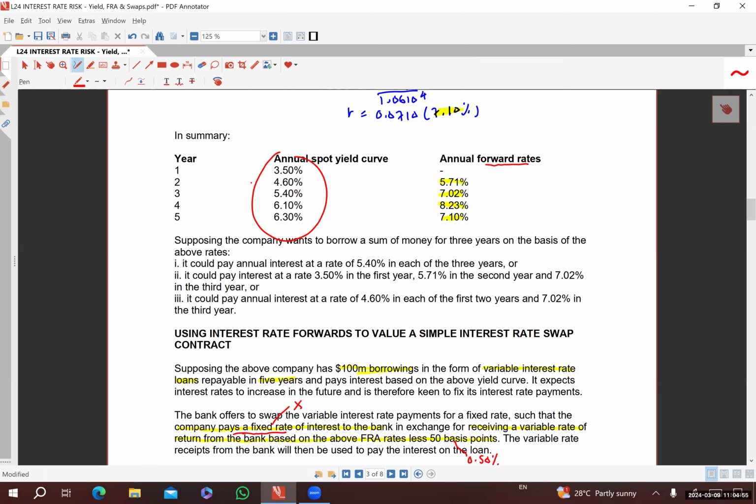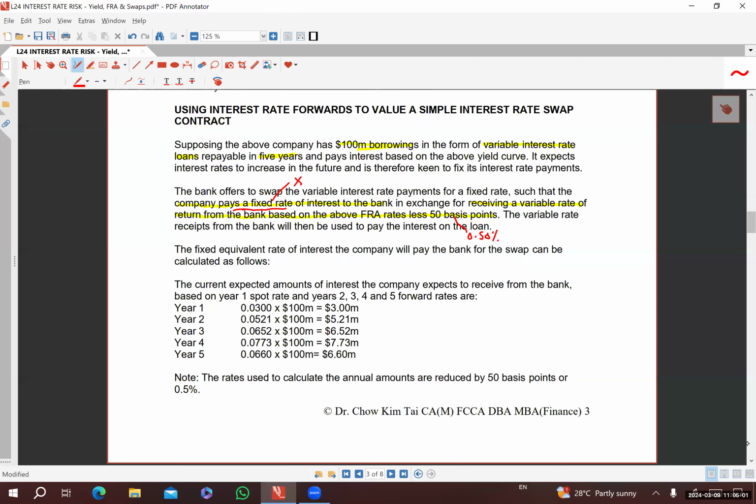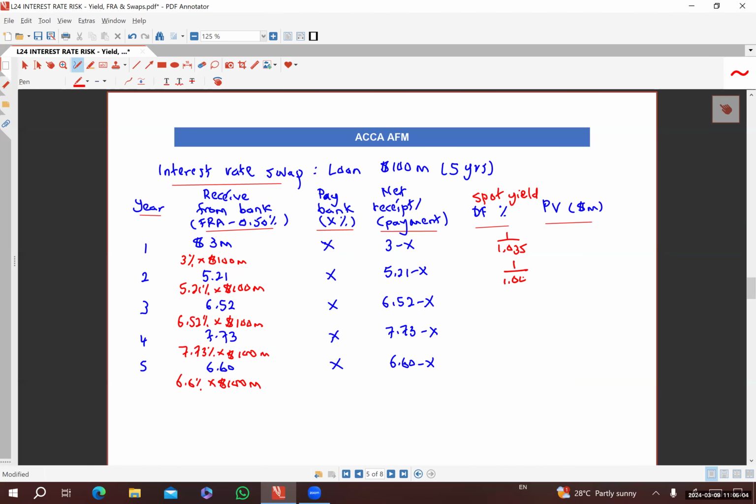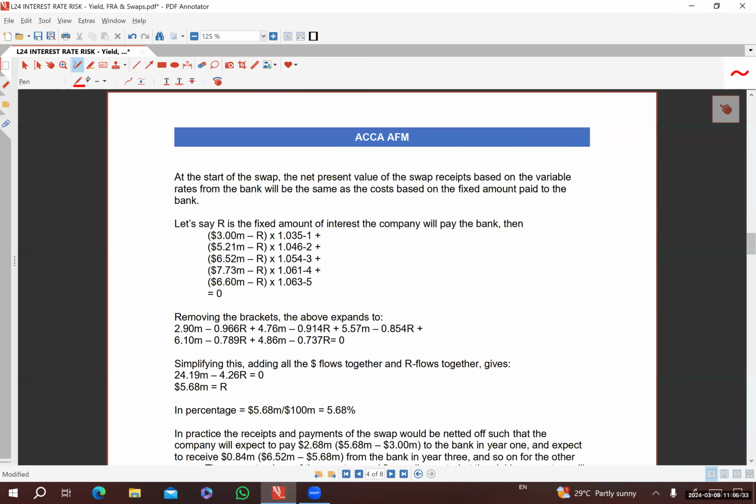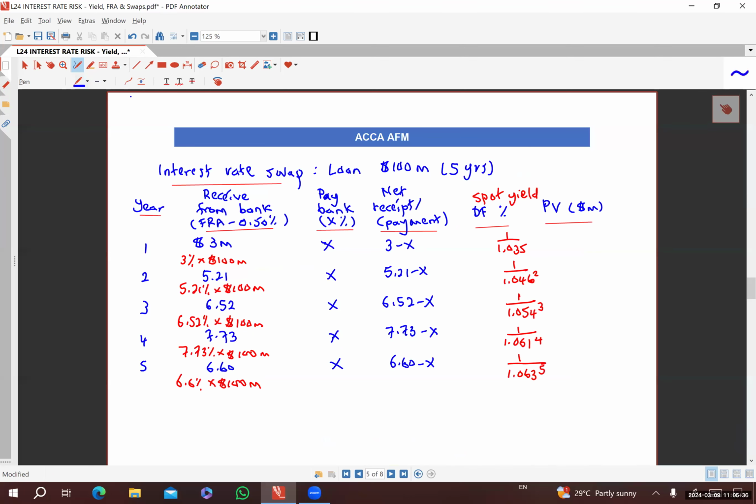Okay, just take all this, yeah? Okay, 4.6% per annum, so 1 divide 1.046 power of 2. Okay, next one is 5.4%, 1.054 power of 3. Then 6.1%, 1.061 power of 4, and 6.3% power of 5. Right, that's a spot yield. So I got the discount rate.